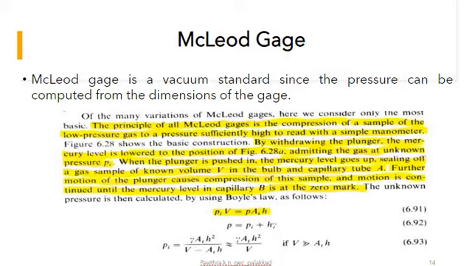If you are using some liquid air cold trap, then it will prevent the passage of mercury vapor. So gaseous influence can be avoided. Okay. So that is about the McLeod gauge.